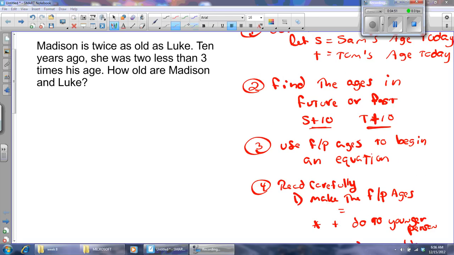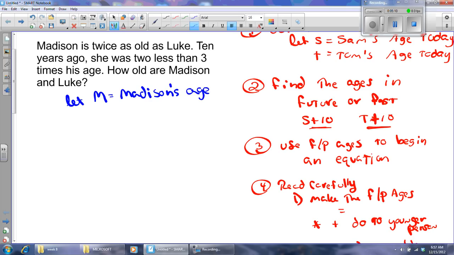Okay, so here I have a sample problem. It says that Madison is twice as old as Luke. Well, I know right off the bat I'm going to need to find my variables right here. So I'm going to let m equal Madison's age, and then l is going to equal Luke's age, and those are both today, right?